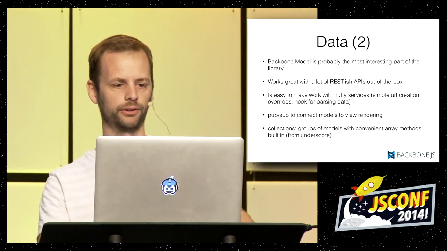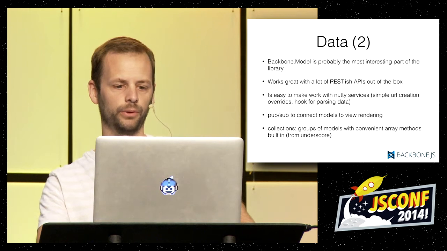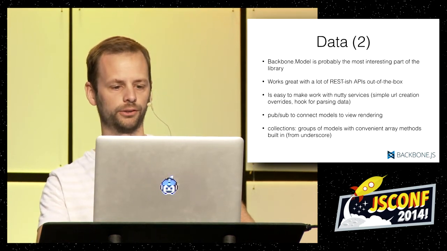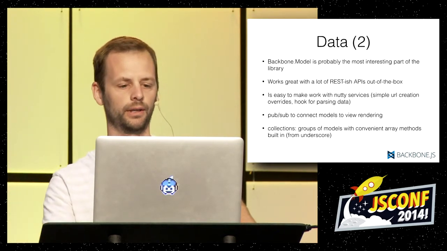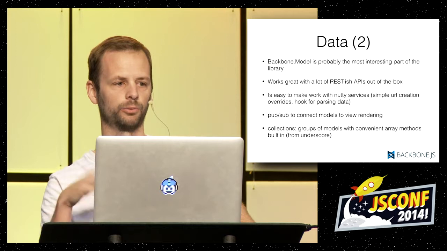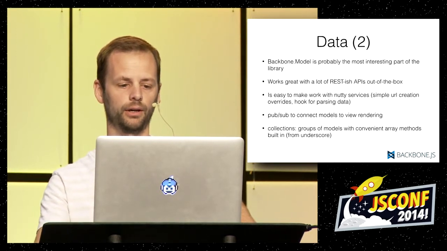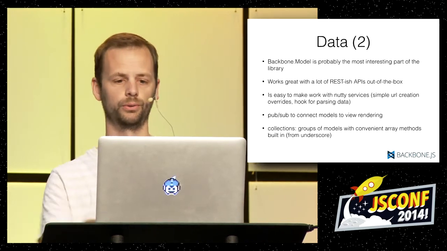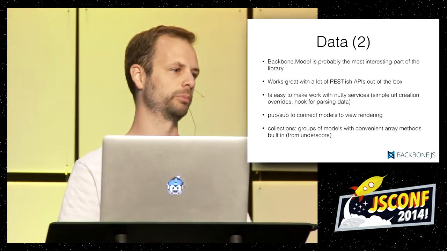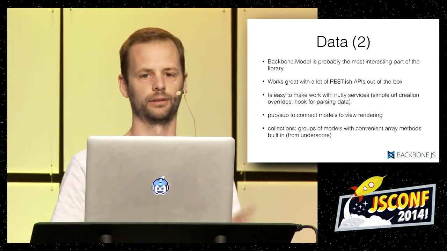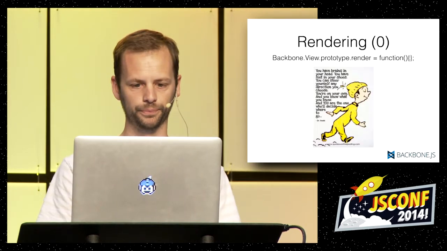So data, how does it handle data? It's got Backbone model. It's probably the most interesting part of the library. It works great with a lot of REST-ish APIs right out of the box. But when it doesn't, it's super easy to back out and change some things. And you've got PubSub to connect those models to your view rendering. And then you have this idea of collections. All of this stuff gets cached. So when you request some records, they stay in that collection. And when you ask for one of those items back from the collection, you get the same object that the whole collection has, which makes updating things a little bit easier.